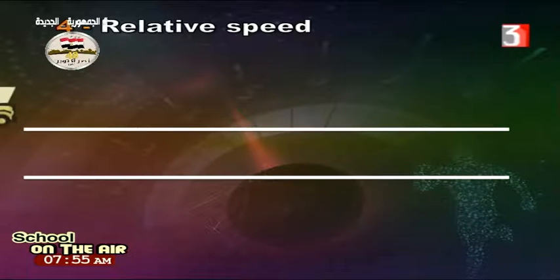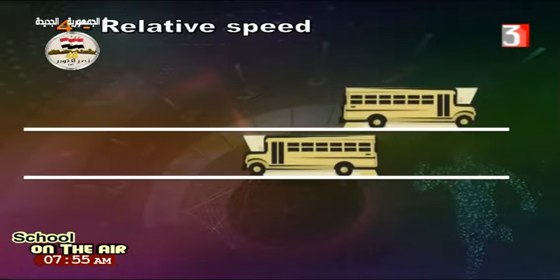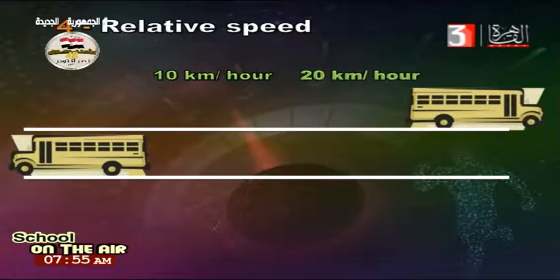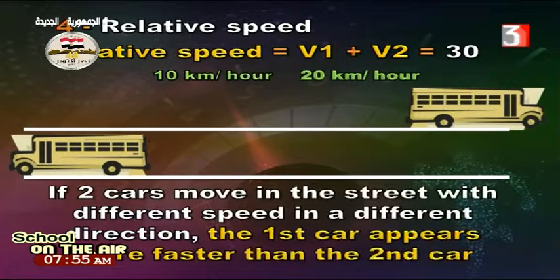Another point in relative speed, look at the figure. The two cars move in opposite direction with different speed. The most important thing in the example in front of me now is that they are in different direction. The first car appears faster than the second car. So the relative speed equals V1 plus V2, because when you were in the same direction you did subtraction. Here in opposite direction you do summation of the two speeds, so 10 plus 20 equals 30 km per hour.